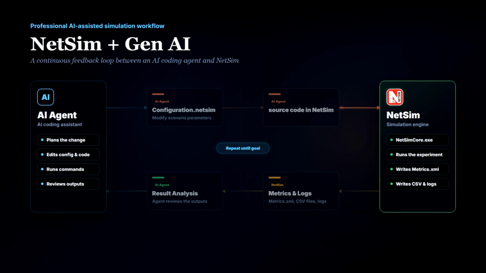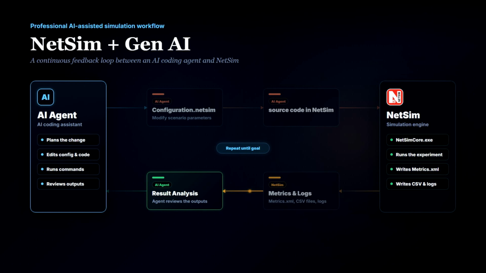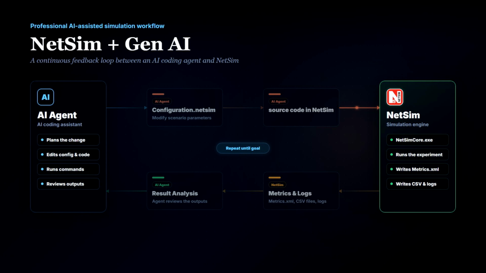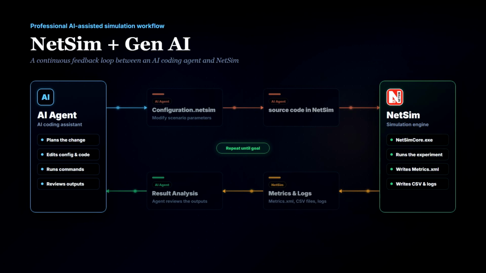NetSim then runs the experiment with NetSim core.exe. After the run, NetSim writes metrics.xml, CSV files, and logs. The AI agent reviews those outputs and checks whether the target has been reached. If more refinement is needed, the agent loops back, makes the next configuration or source code change, runs NetSim again, and repeats until the goal is met.